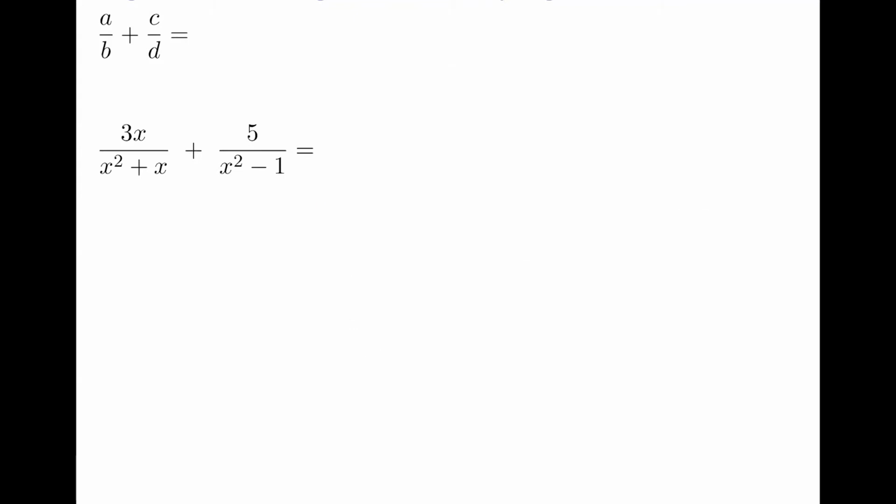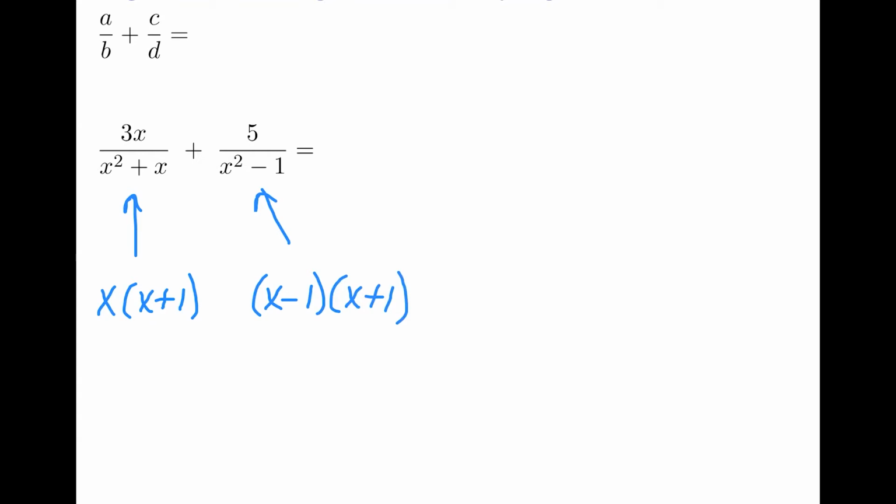Before we ever add these things together, before we ever even get a common denominator, we're going to notice that x squared plus x is really x times x plus 1. And similarly, x squared minus 1, that's really x minus 1 times x plus 1. So before we get really carried away with our denominator, we can say, well, we really don't need the whole product of those two things. All we need is to introduce this factor of x minus 1 over on the left fraction. And then similarly, we need to introduce this factor of x over on the right fraction.